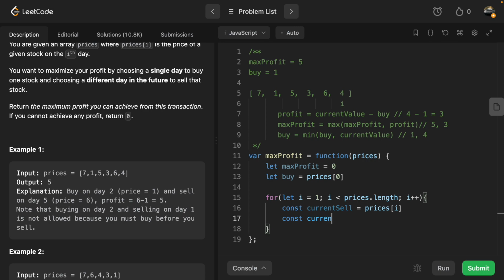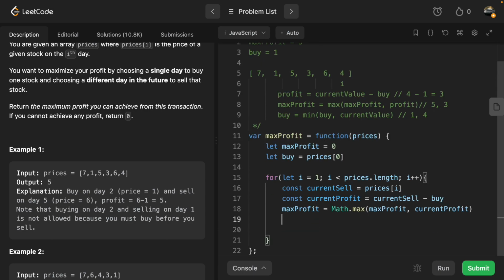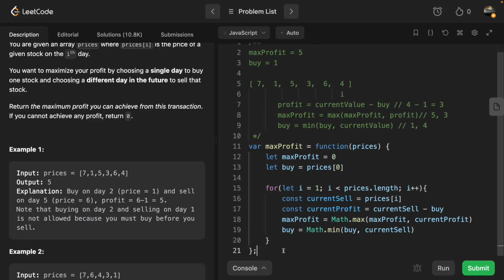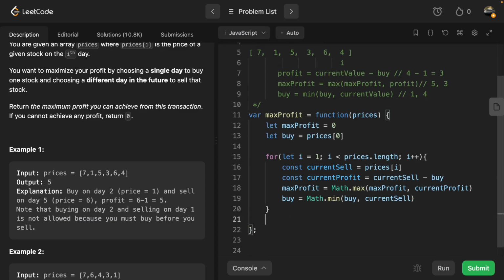and we calculate the current profit, that is the current cell minus our buy here, and we update our max profit with Math.max of max profit and the current profit. For our buy, we also want to update it with Math.min of buy and the current cell. And at the end of the loop, we can return the max profit as the final answer. Let's see the result.